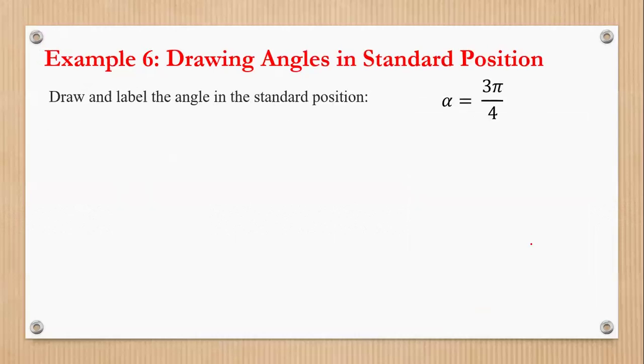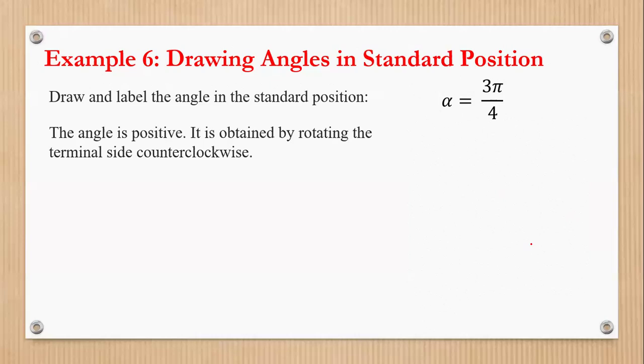Next angle is 3 pi over 4. So 3 pi over 4, it's positive, first of all. Positive means we need to go counterclockwise. But we need to find what fraction of a full revolution 3 pi over 4 is. So you want to see 3 pi over 4 is what fraction of 2 pi? And the answer is 3/8.